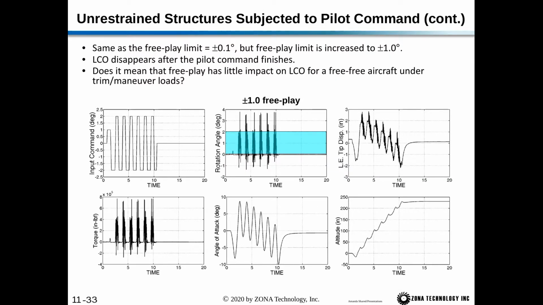Continuing, this is the same as the last slide, but now we've increased the Freeplay limit to plus or minus 1 degree. Once again, the LCO disappears after the pilot command finishes. And this raises the question, does this mean that the Freeplay has little impact on LCO for free aircraft under trim and maneuver loads? So once again, as we're maneuvering, the tail becomes unloaded, LCO quickly develops, but then when the tail is loaded again, the LCO disappears. This is even at plus or minus 1 degree Freeplay.